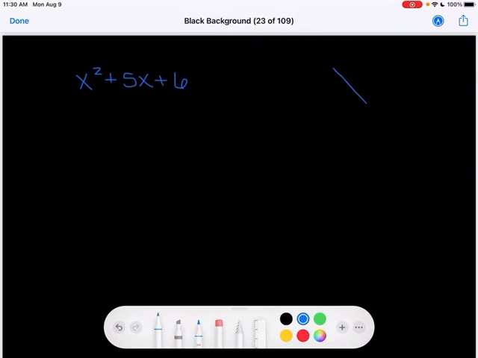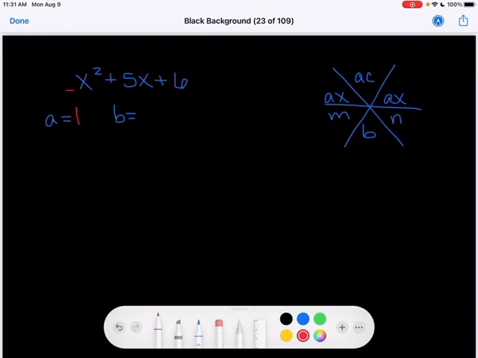And when I say asterisk, it's because I set it up using this, which looks like an asterisk. And we have a times c on top, b on bottom, ax here and here, and then m and n. Now, I know you may be wondering what all of those things mean. Well, a is the coefficient of the x squared. So in this case, the number in front of x squared is an understood 1. B is the coefficient of x, so that's the 5 in this case. And c is the constant. So the constant here is 6.